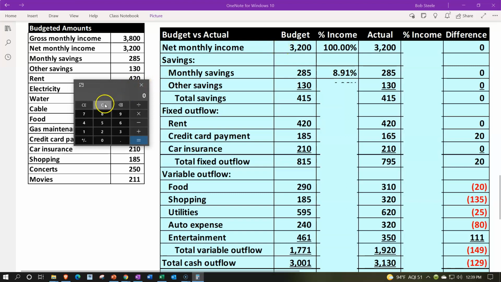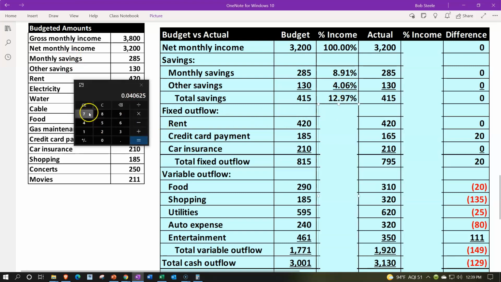So if we look at the savings, for example, we've just taken the 285 divided by the 3200, and we get, moving the decimal 2 places over, the 8.91%. So 8.91% of our earnings is going to savings. And then we got the other savings, which is going to be 130 over the 3200, moving the decimal 2 places over. We got the 4.06 about.